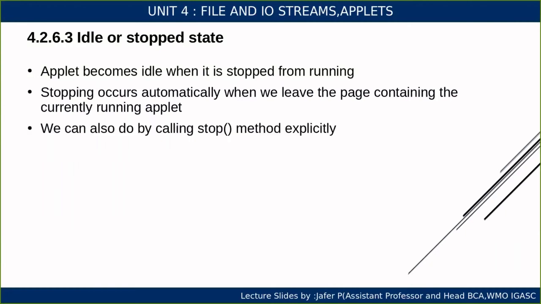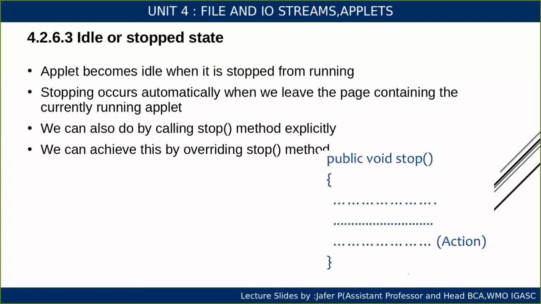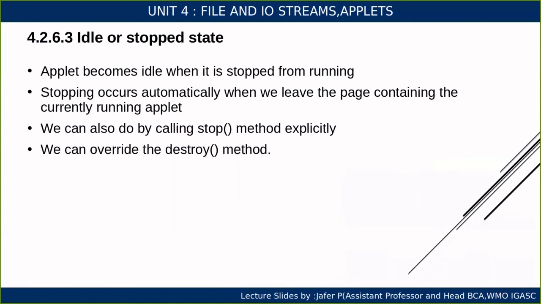We can also do it by calling the stop method explicitly. If you want to forcefully stop the applet, you can do so by calling the stop method. We can achieve this by overriding the stop method. Same like the start and init methods, we can also override the stop method, like this: public void stop, and inside the brackets whatever you want you can write. Okay, so this is about the idle state.